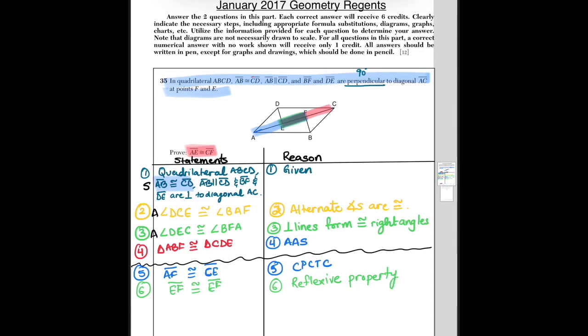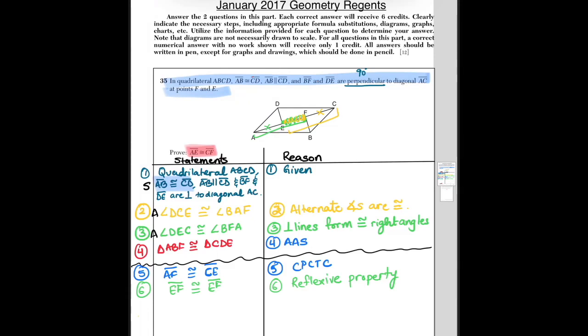Now think about this. If I take my AF and I subtract, I'm going to erase this so that you can see it clearly. If I take my segment AF and I subtract EF from it, I'm going to take this out. What am I left with? AE, right? And similarly, if I take my segment CE or EC and I subtract again this part from it, what am I left with? FC. Isn't that what we are looking for? So that is called the subtraction postulate because we subtracted from it.